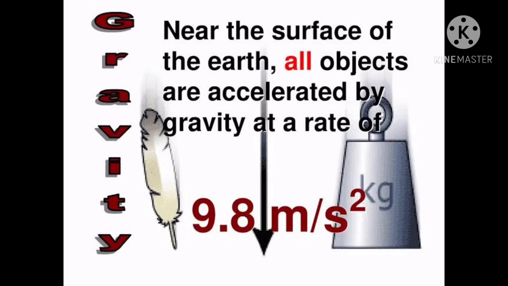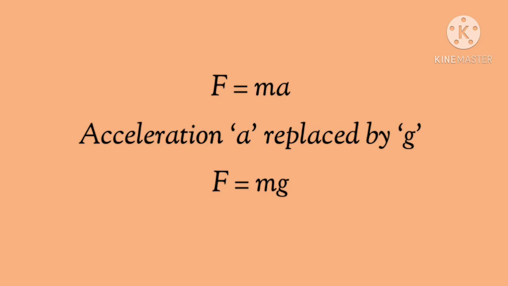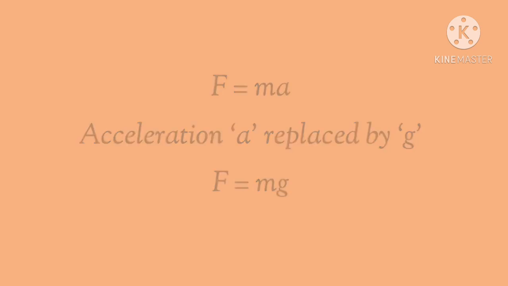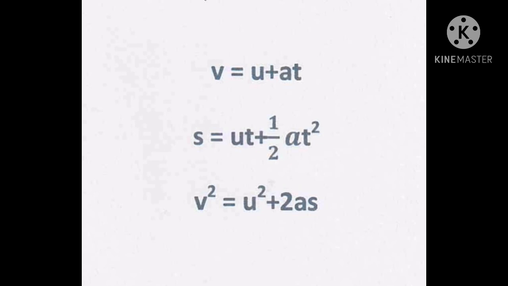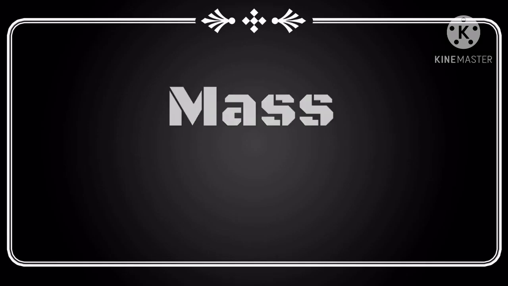As g is constant near the earth, all the equations for uniformly accelerated motion of objects become valid with the acceleration a replaced by g. The equations are v equals u plus at, s equals ut plus half at square, and v square equals u square plus 2as. Next we'll define what is mass.